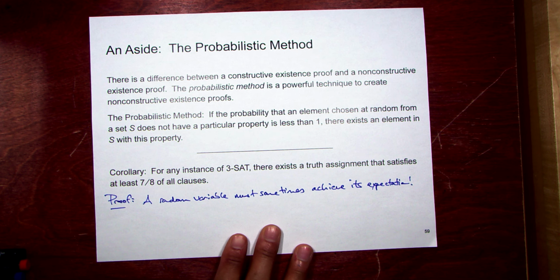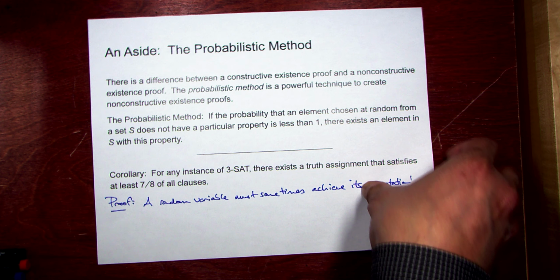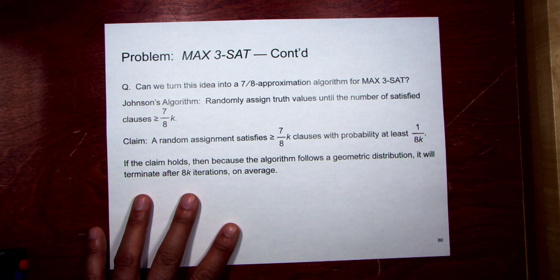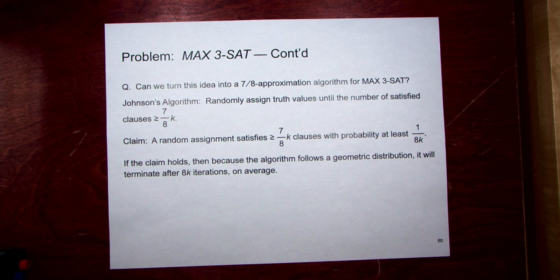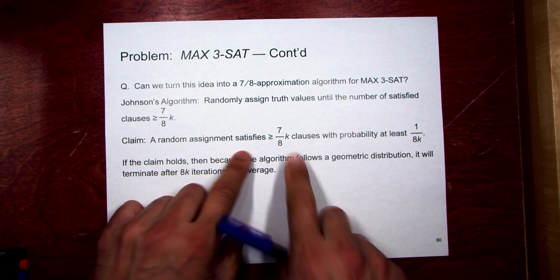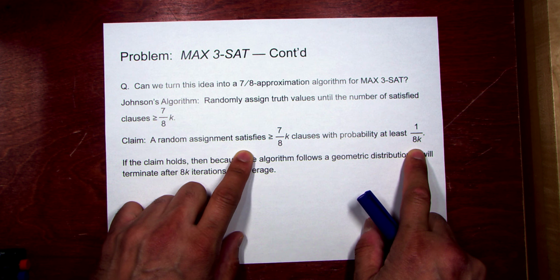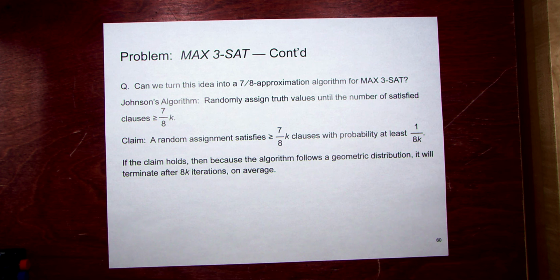It turns out there are enough cases that are above 7/8 that it doesn't take very long to find a solution that satisfies at least 7/8. And that's what Johnson's algorithm is. It is just: keep tossing coins until you find an assignment that works. His claim is that a random assignment satisfies at least 7/8 of the clauses with probability 1/8k. This is not 1/8 k. This is 1/(8k). K is in the denominator.